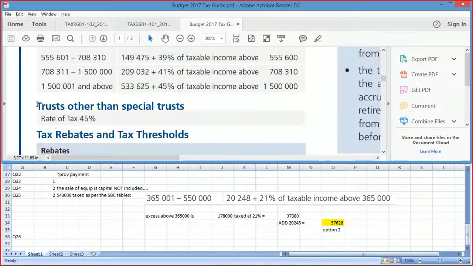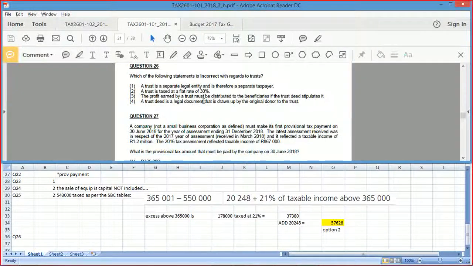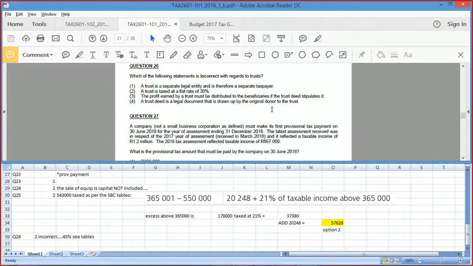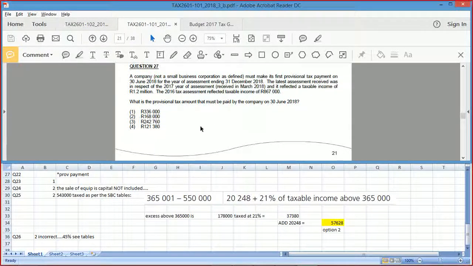There it is. Trusts other than special trusts are taxed at a rate of 45%. Do you think that's correct? No, sir. They said 30%. That's out. So statement 2 would be incorrect. It's 45%. See tax tables. The profit earned by a trust must be distributed to the beneficiaries. The trust deed stipulates it. That's true. A trust deed is a legal document drawn up by the original donor of the trust. Correct. That's theory. The rate was wrong.